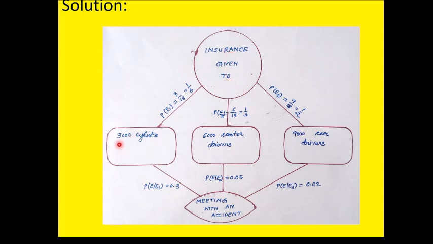Insurance is given to first 3000 cyclists, 6000 scooter drivers, 9000 car drivers. So the probability of giving insurance to cyclists will be 3000 divided by the sum of the 3, that means 18,000. So 3 by 18, 1 by 6. Similarly 6 by 18, 1 by 3, and car drivers is 9 by 18, 1 by 2, and this data is already in the question. The probability that a cyclist will meet with an accident is 0.3, scooter driver is 0.05, and car driver is 0.02.